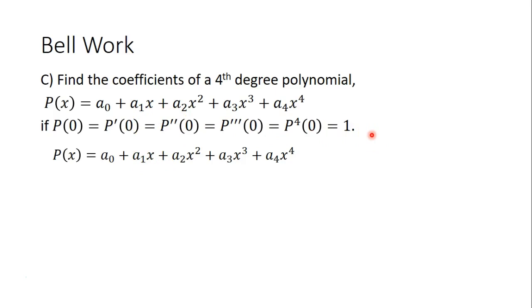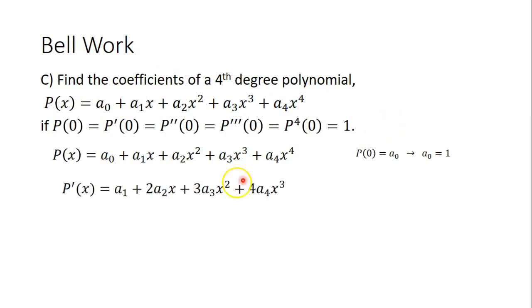If you actually tried this on your own, and I would encourage you, even if you haven't yet, give it a shot, because it's not that hard. But if you plug 0 into the function, what happens? All you have left is a0. So a0 must be 1, right? Because they tell us p of 0 is 1. So when all these other terms cancel out, I need that constant term to be 1. So we've already got one of them, right? We only have 4 to go, excuse me.